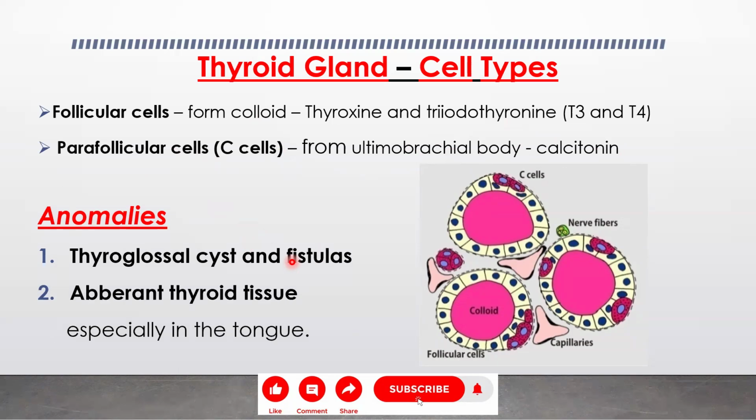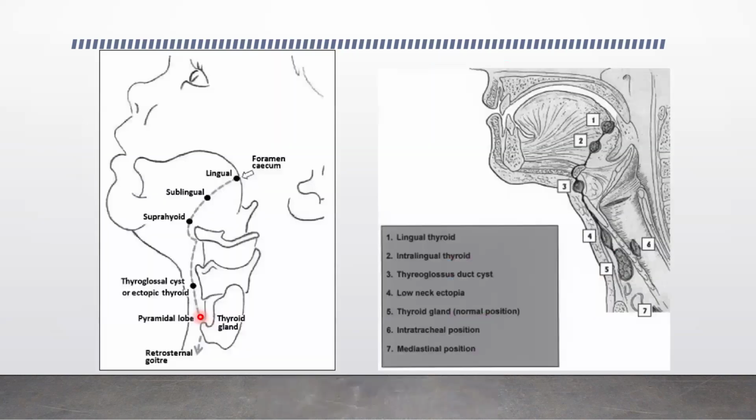Then we'll have this aberrant thyroid tissue, which happens to be most of the time in the tongue. So that ectopic thyroid tissue will be present in the tongue most of the time. So you can appreciate this is a part of the flow of how it descends. It develops from the foramen cecum, then it goes downwards, leaving behind this thyroglossal duct.